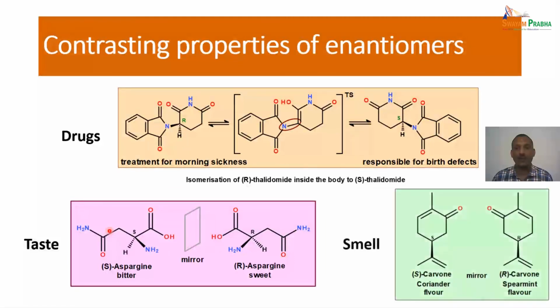In the same way, if you look at smell, the S carvone has a coriander flavor, whereas its mirror image, R carvone, has a spearmint flavor. So these two have two different smells. In other words, each enantiomer will have a very specific function. It may be its smell, taste, or drug action. That is the reason we have to be very careful in choosing the right enantiomer when we are using it as a drug candidate.